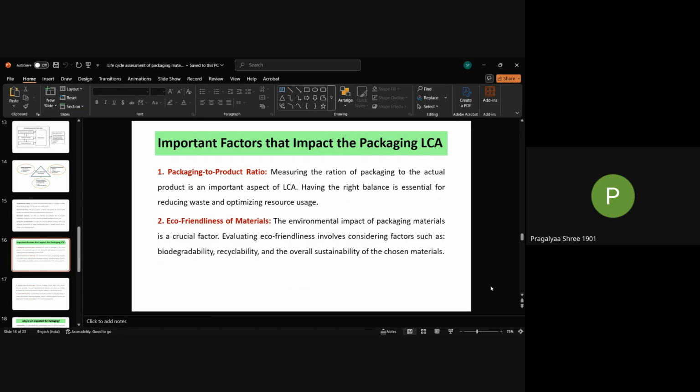Then eco-friendly material. The environmental impact of packaging materials can be avoided. So it is harmful when you throw the polythene packaging material into the atmosphere. So it plays a crucial role in this case. So we have to evaluate the eco-friendly materials involving the factors like biodegradability, recyclability, and overall sustainability of the chosen material. So we should take ecological conditions or eco-friendly footprints into account. And considering this, we have to go for a polymer material or a packaging material. Okay, so easily degradable material we have to choose. That is the choice of the current trends.